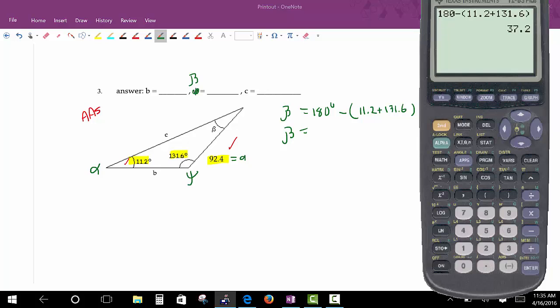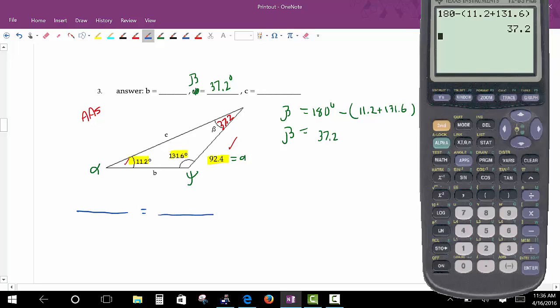And that'll be about 37.2. Okay, so we got that solved, and I'm going to do what I've been doing, just piece things in, put things in red as we go along. All right, now we're going to do law of sines, so we need to decide where we're going to start.